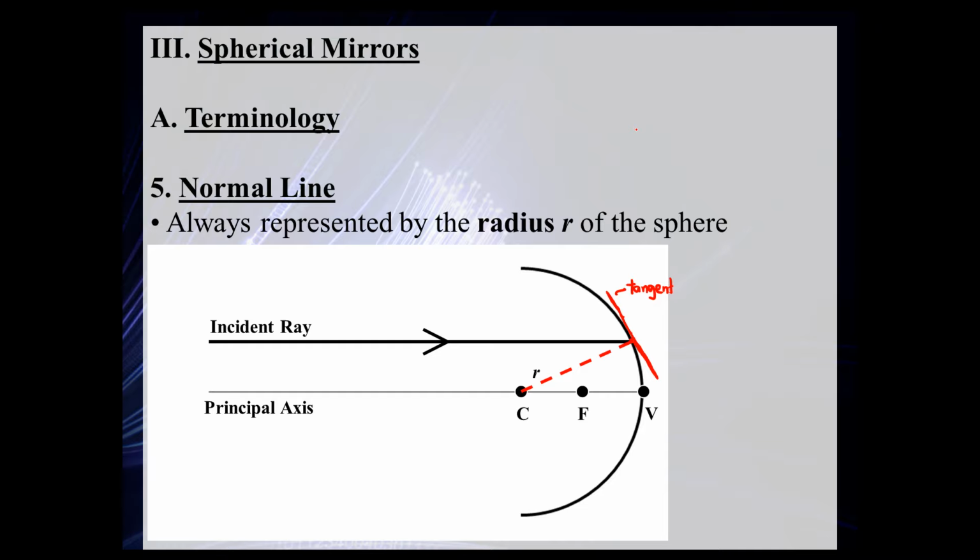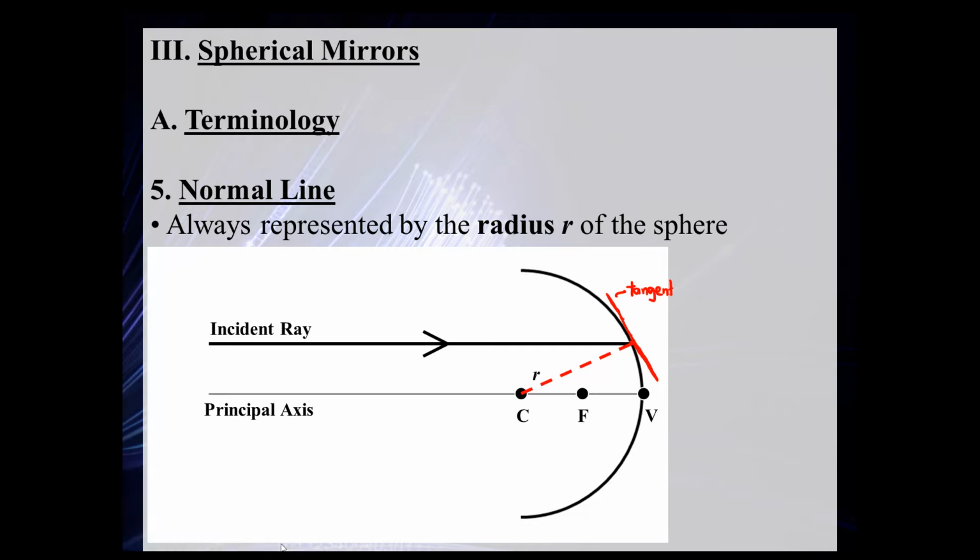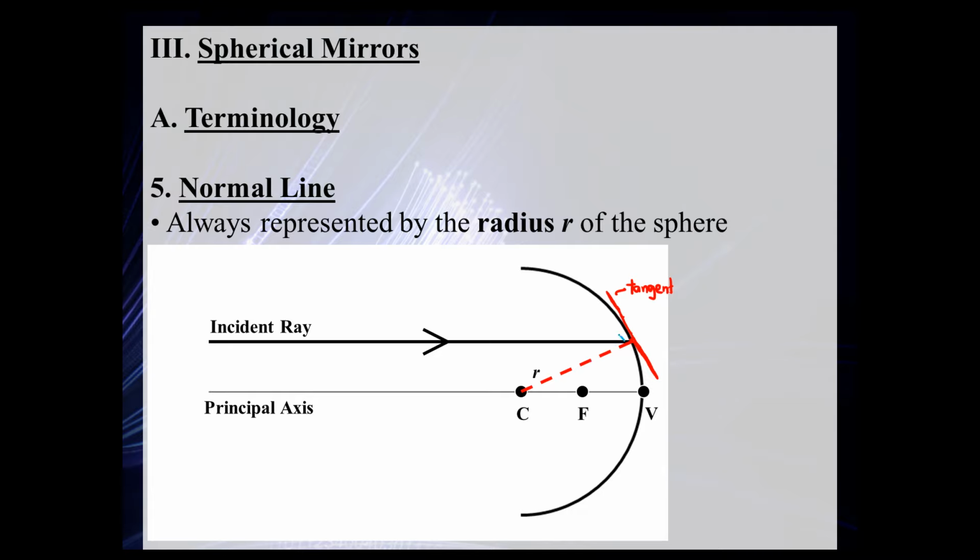Okay, this is making me feel a little bit better about my horrible tangent line, because it kind of looks like the tangent line is perpendicular to the normal line. So you know what? I did a pretty good job. I should pat myself on the back for that. Yeah, so no matter what, even if the ray of light contacted here and you drew a tangent, the normal line would still be represented by the radius of the circle.